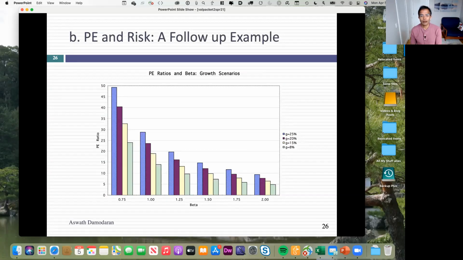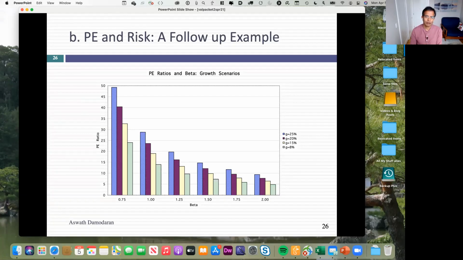Now, the second question I asked was, I took that example and I looked at what happens to the PE ratio if I changed my beta. So my beta, my base example, I used a beta of 1. Here I've looked at betas less than 1 and betas higher than 1. The intuitive part is as my beta rises above my expectations, as I get riskier, the PE ratio gets lower. So that's actually a good insight, right? Two companies, same growth rate, the higher risk company will have the lower PE ratio.